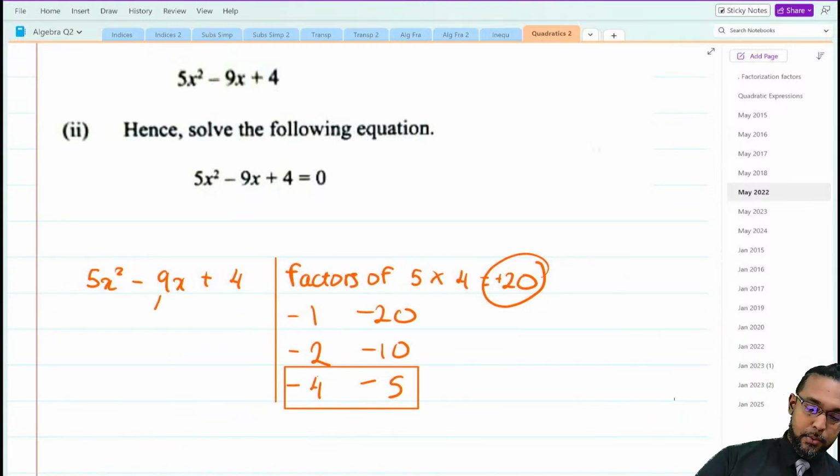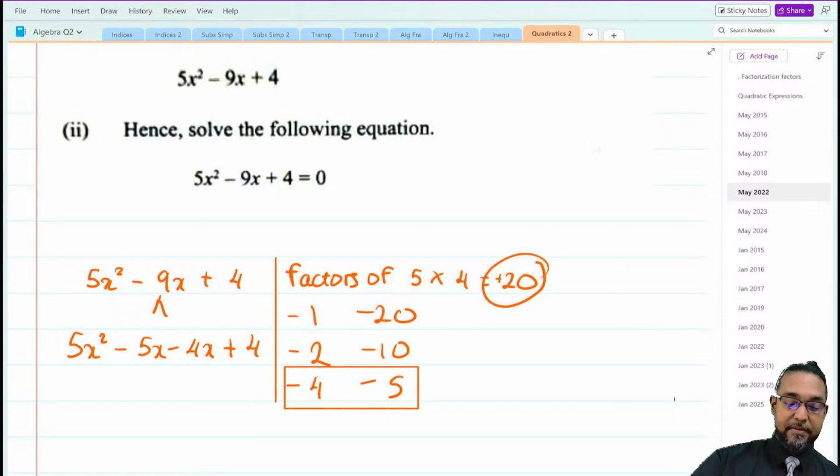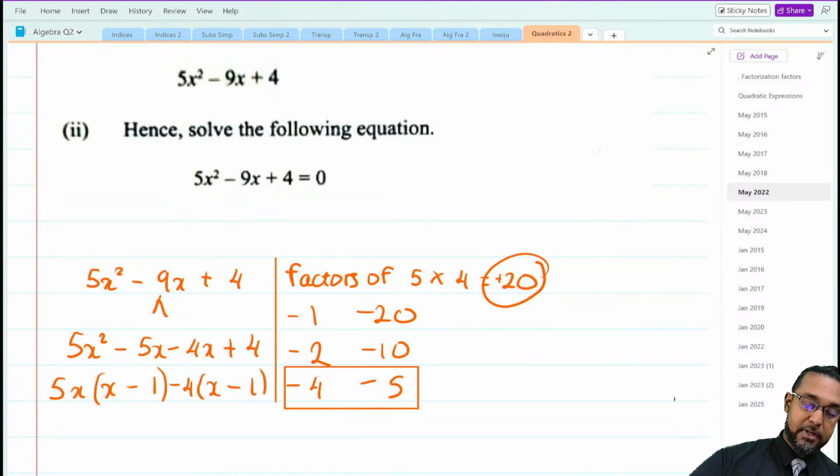Right. So now we split the middle term. You could put the -5 in the front and the -4 at the back to make the factorization simpler. Between 5x squared and 5x, 5x is the common factor. When you divide, you're going to get x minus 1. Here, we could pull -4 as the common factor. When we divide, we will get x minus 1 again, because a minus divided by a minus is a plus, and a plus divided by a minus is a minus. So now, because the brackets are the same, we can factor again.